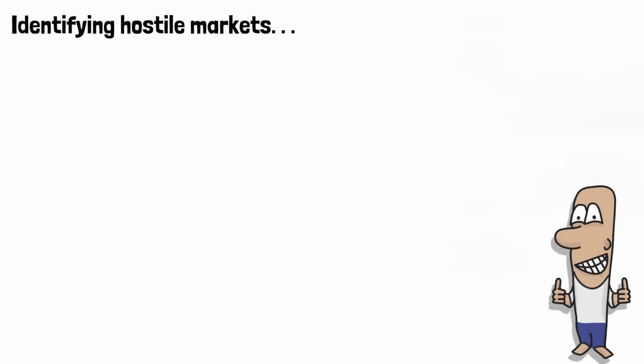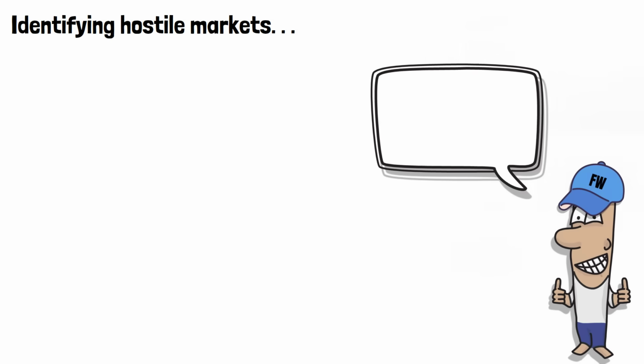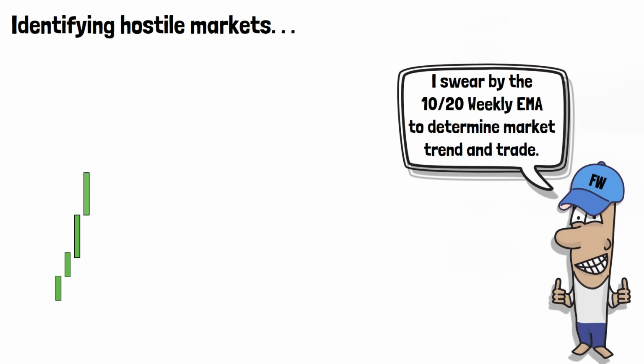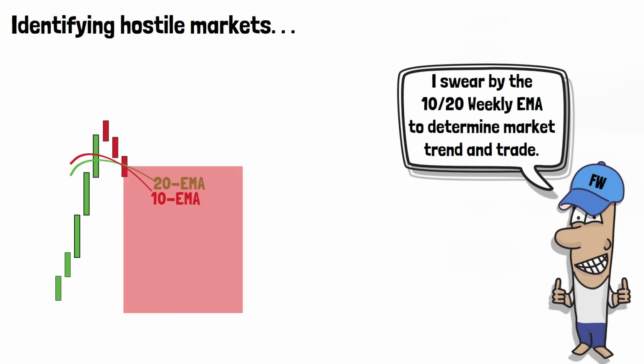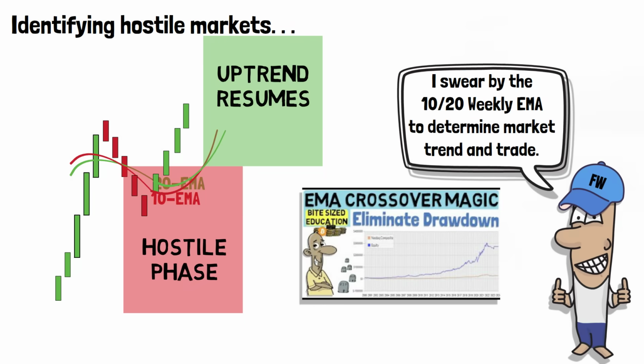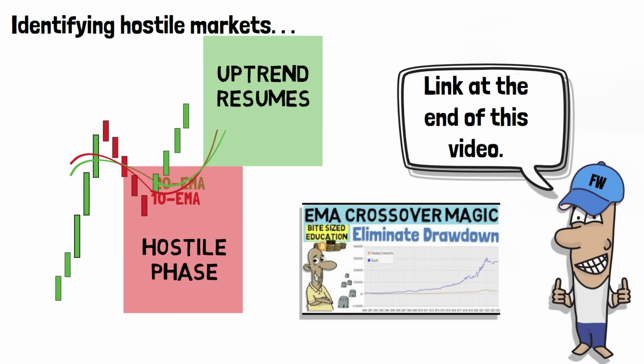I employ a simple yet powerful 10-20 EMA rule on weekly charts to determine market trend and position my trades accordingly. The concept is straightforward. When the 10-week exponential moving average crosses below the 20-week EMA, the market enters a hostile phase. When it crosses back above, the uptrend resumes. I've created a comprehensive video explaining this technique's application.